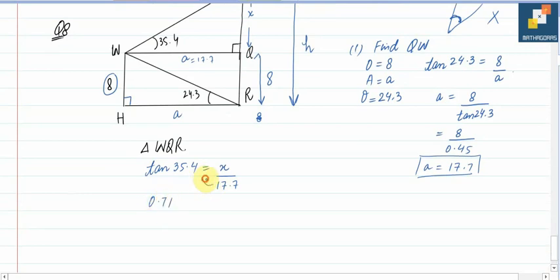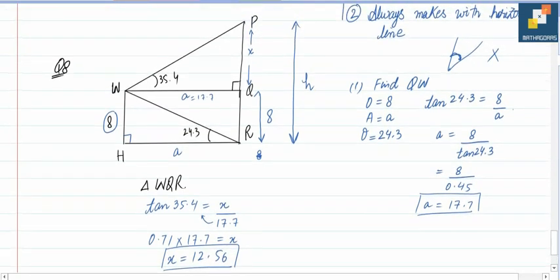And 17.7, when you shift it to the left side, it will be multiplied. So 0.71 times 17.7, it's 12.56. So X is 12.56. Now the final answer, right? Now height is basically what?